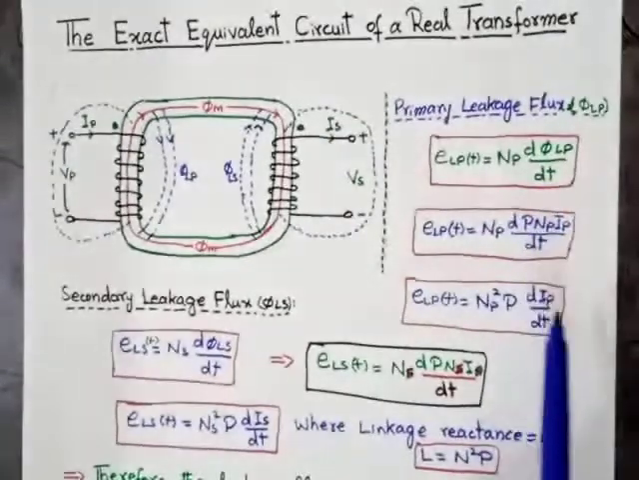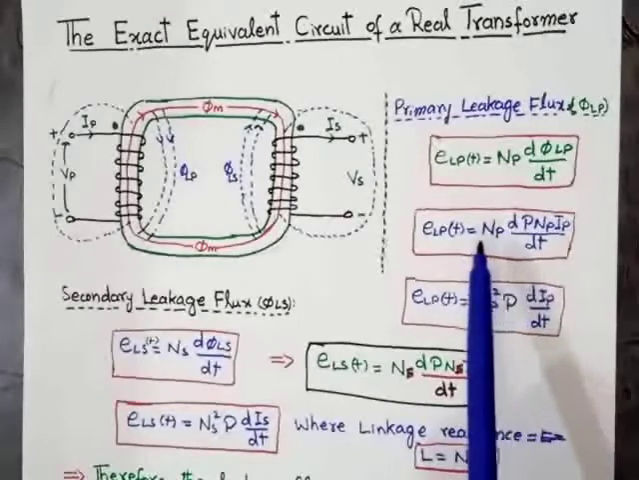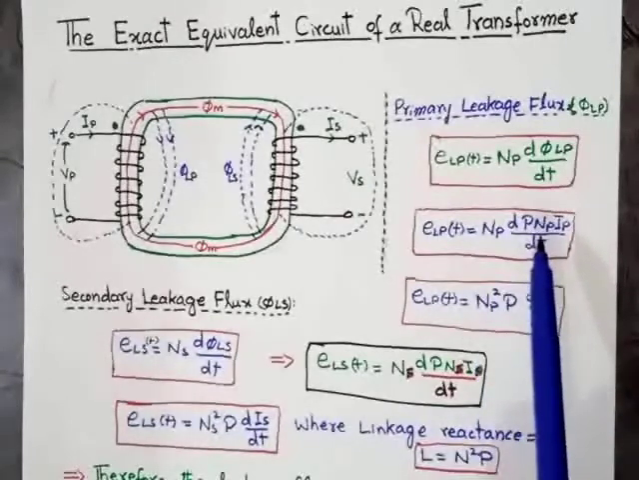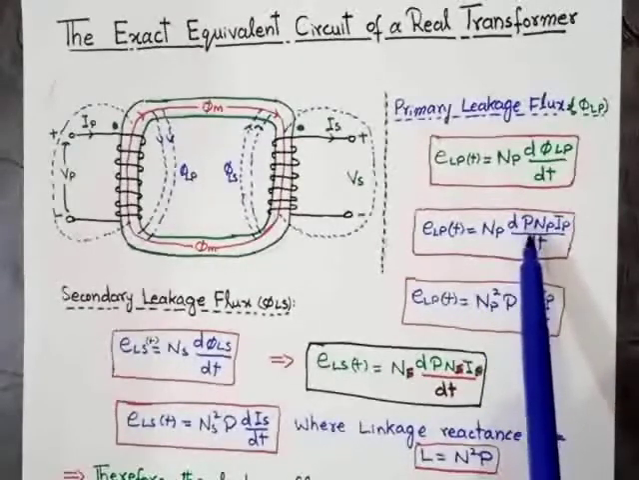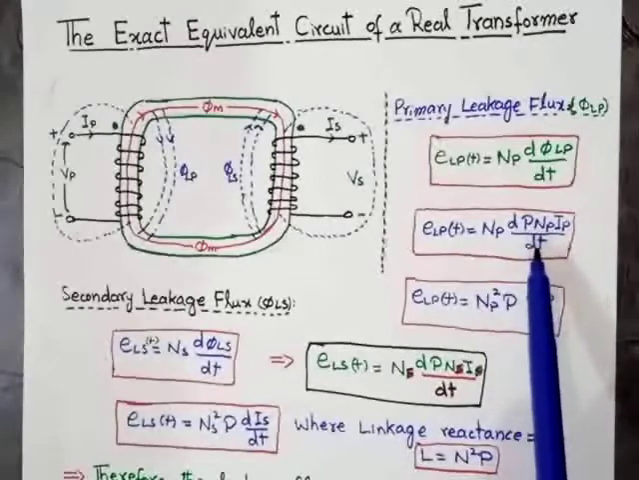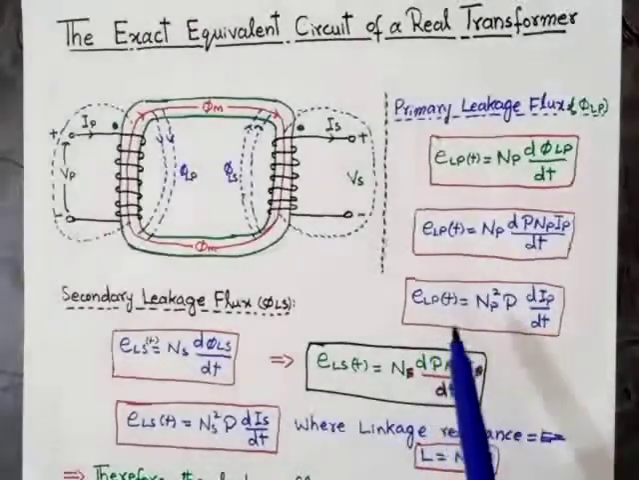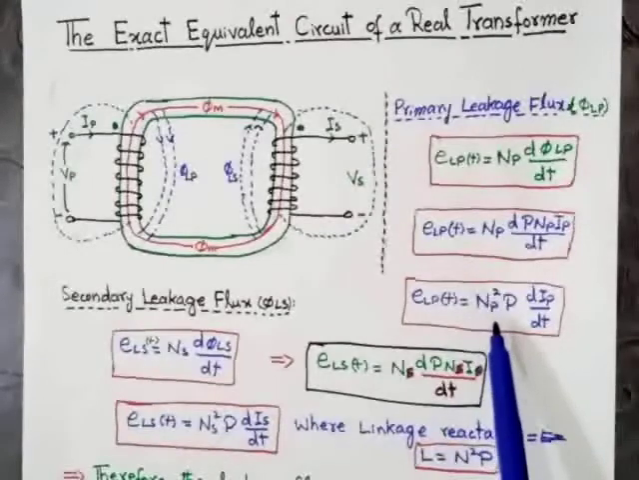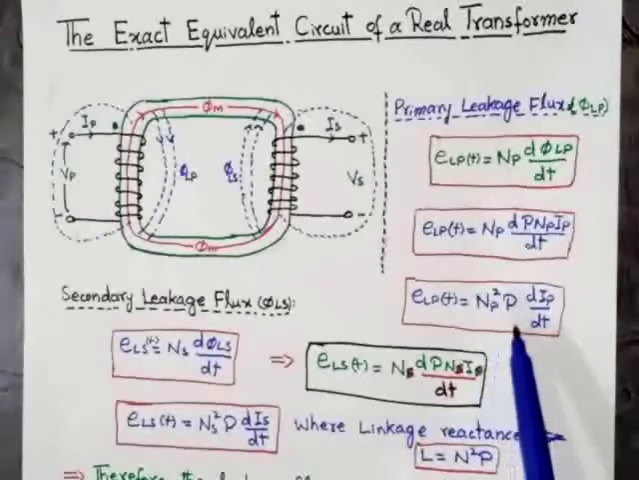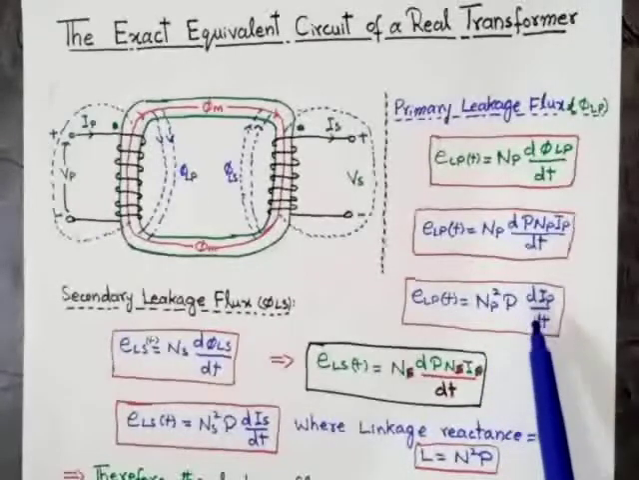we get, after multiplication, N is basically a constant. The total number of turns in any transformer is constant. That's why we will take NP and permeance outside of this derivative. The final equation will become E is equal to NP into NP, that is NP square, into P, which means permeance, into dIP over dt. So this is the equation of the induced voltage due to leakage flux in the primary winding.